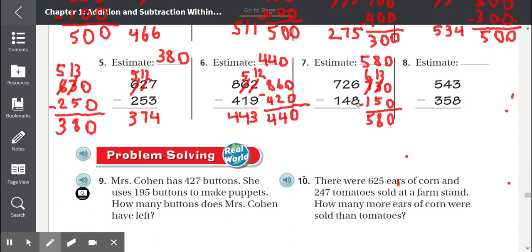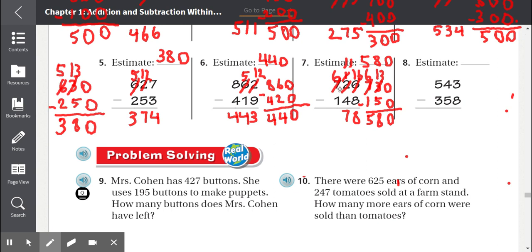6 minus 8, we can't do that. So now this 6 has to borrow from the tens. This 2 becomes a 1. And this 6 becomes a 16. 16 minus 8 equals 8. Now we subtract from the tens place. It's no longer 2 minus 4. It is 1 minus 4. And we can't do that. So we have to borrow from the hundreds. We borrow from the neighbor, which is the hundreds, and we ask for 1. So we take away 1 from the 7. It becomes a 6. And this 1 becomes an 11. Now 11 minus 4 is 7.